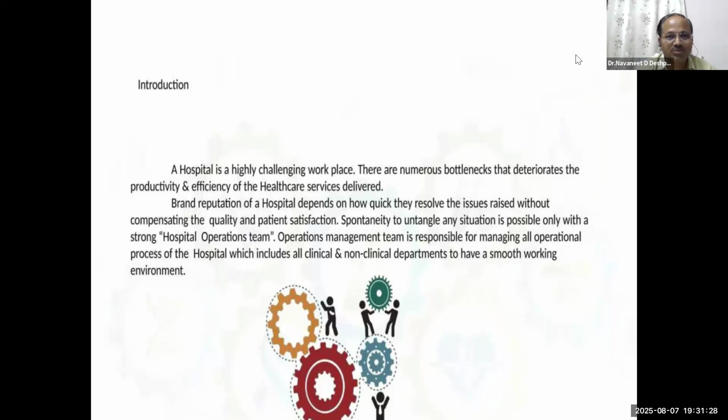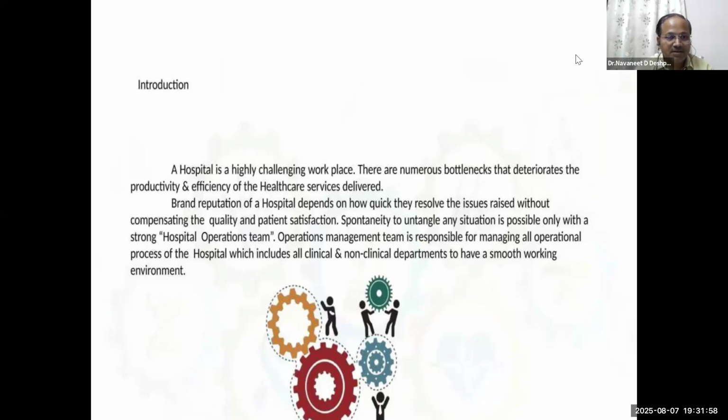As we all know, a hospital is a highly challenging workplace. There is a hectic schedule for all people working in the hospitals. So there are numerous bottlenecks that deteriorate the productivity and efficiency of the healthcare services which are delivered. There may be hitches in administrative positions. There may be miscommunication, or a lot of gap between the nurses, doctors, and various people within the hierarchy. So healthcare has to take care of not only medicines, but also allied services along with that.